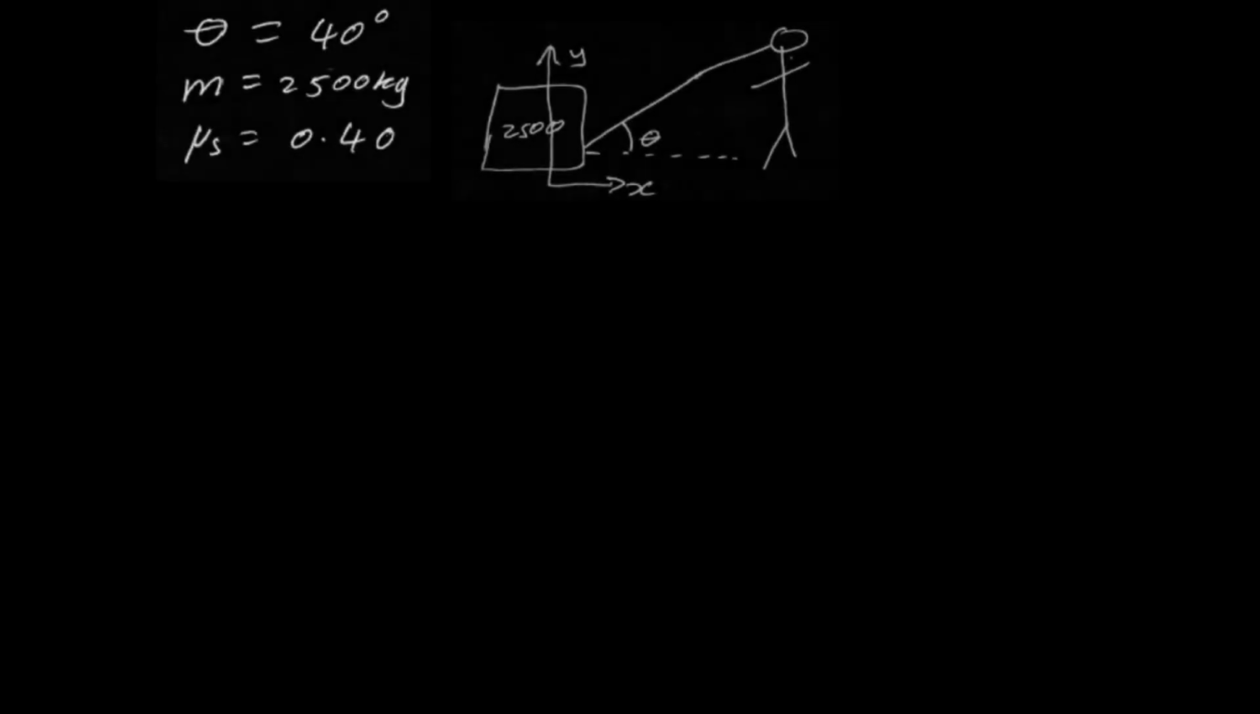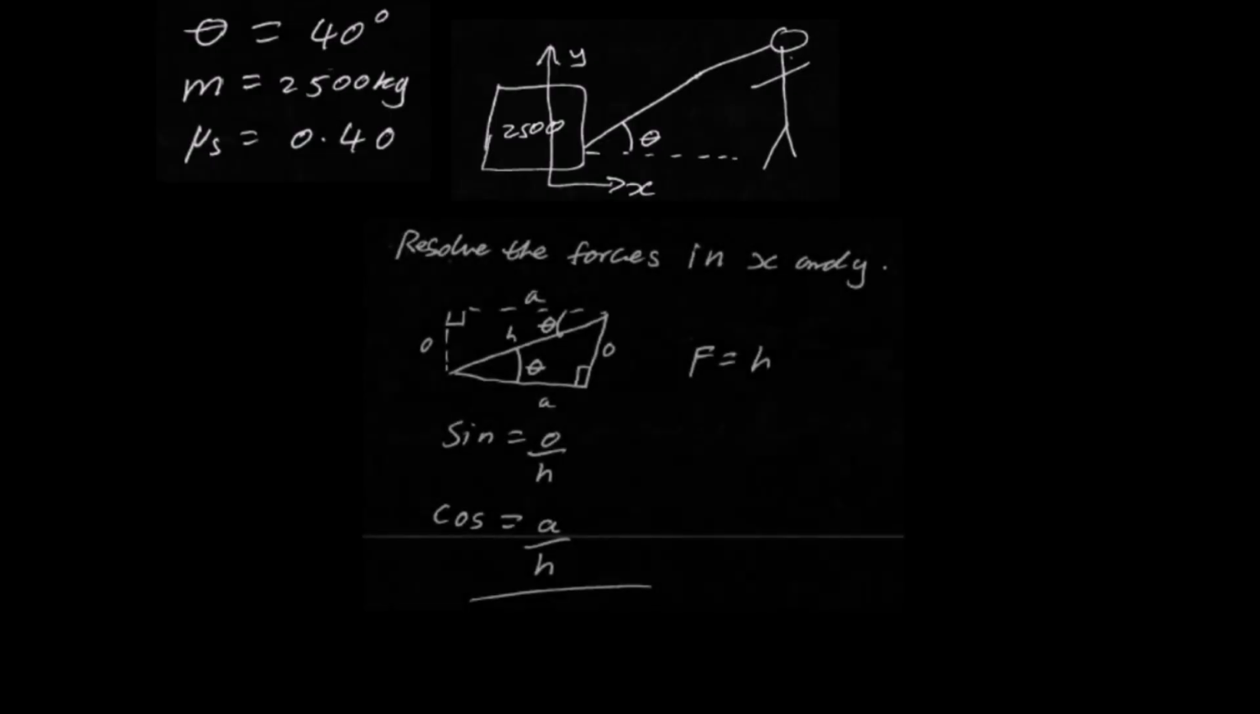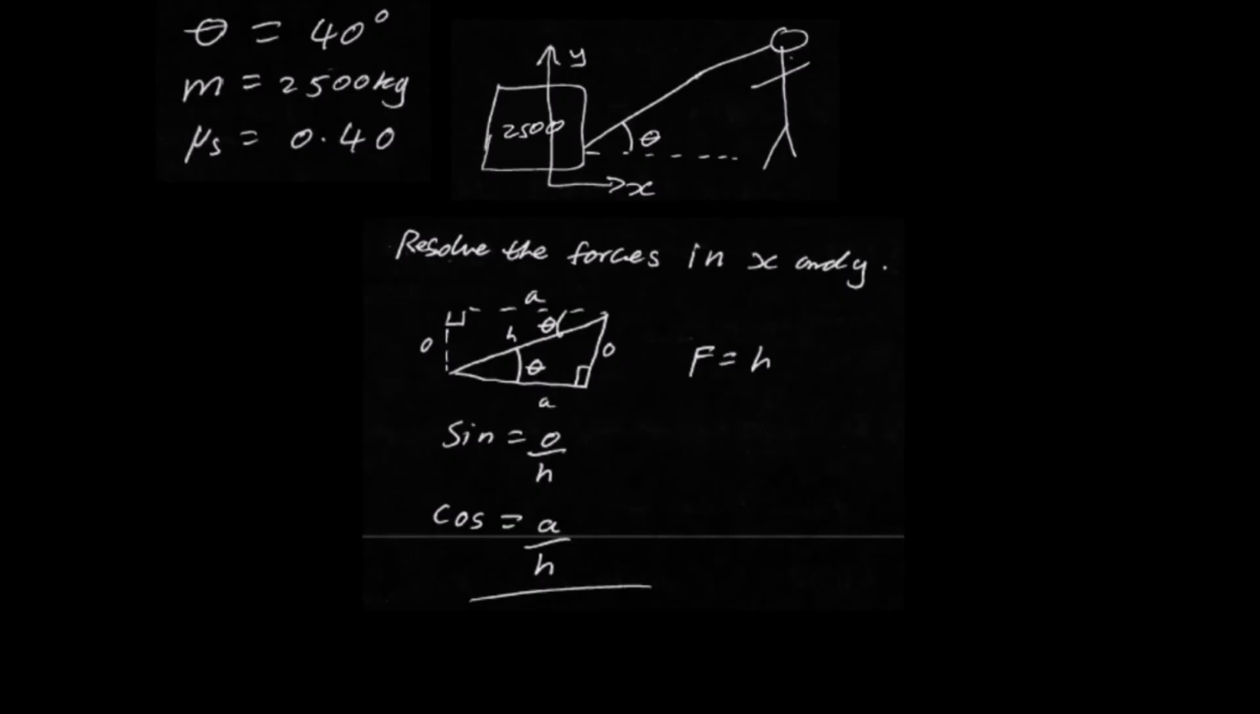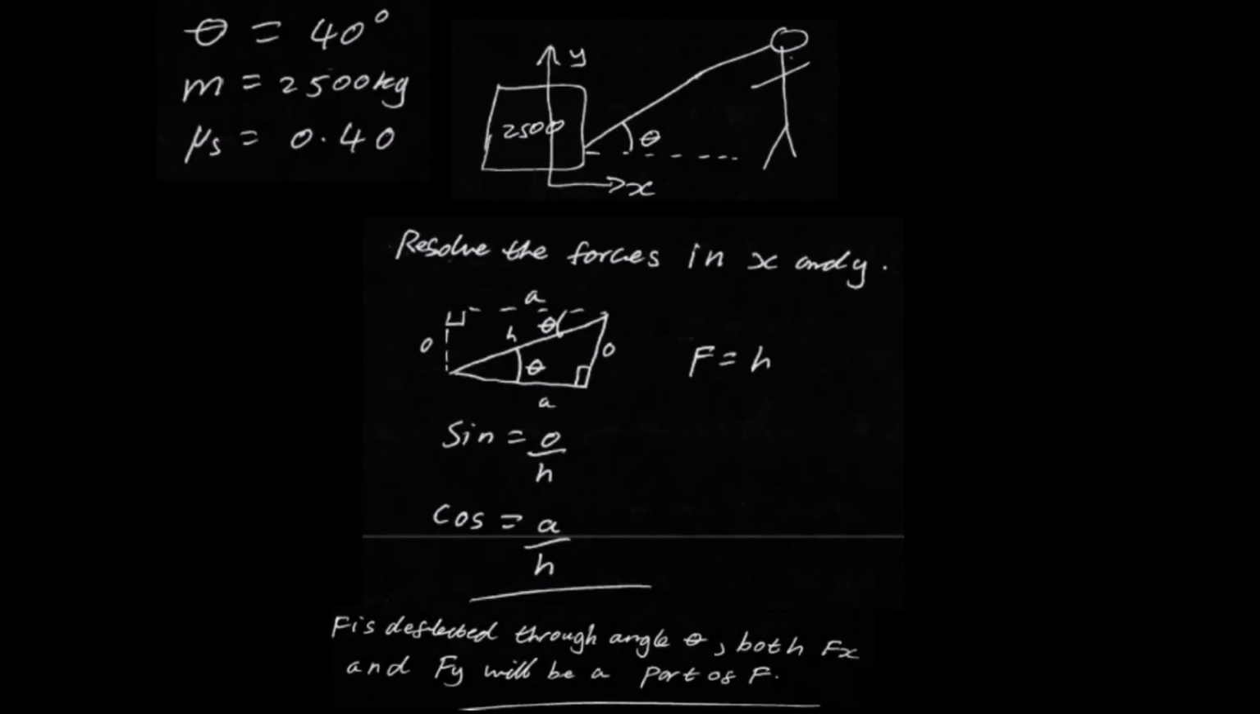So what were we presented with? We had a theta of 40 degrees and a mass of 2,500. Mu s was 0.4, and we can resolve our forces using our typical sine and cosine functions. Our force, of course, is deflected through an angle theta. This means that our force that he's pulling this block with at 40 degrees is going to have an Fx and an Fy component to it. The Fy component is going to modify the normal force, and that means we have to take into account what's going on with friction due to the normal force, as well as the force in the x direction.